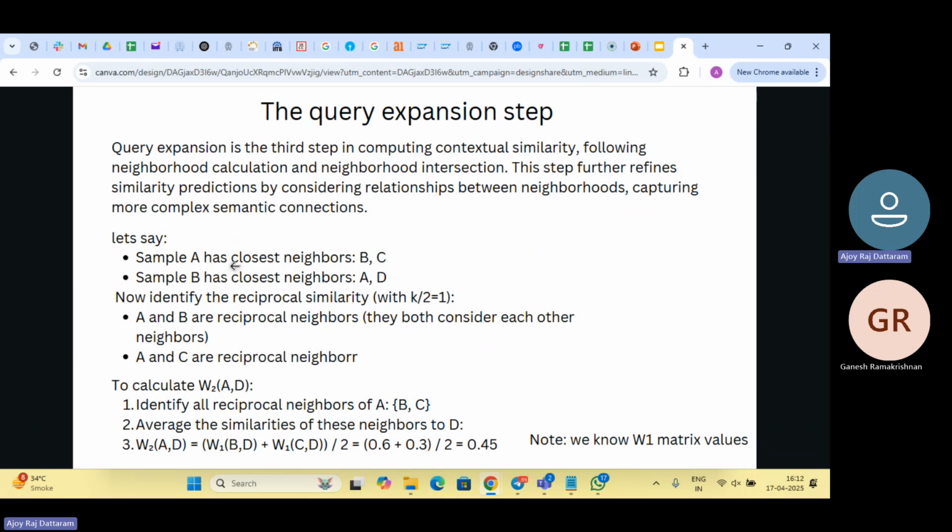Over here we are getting an example of 0.45. And then we'll compare this with the true labels for the training step. Okay, any questions?